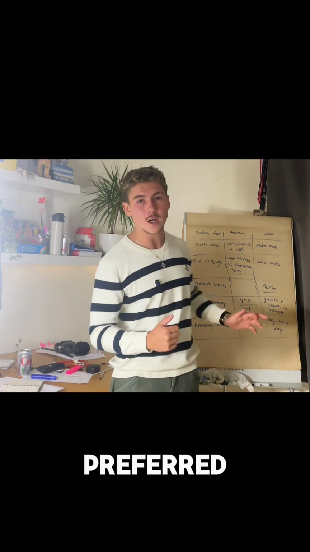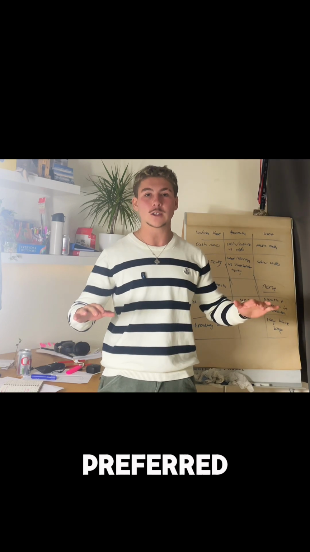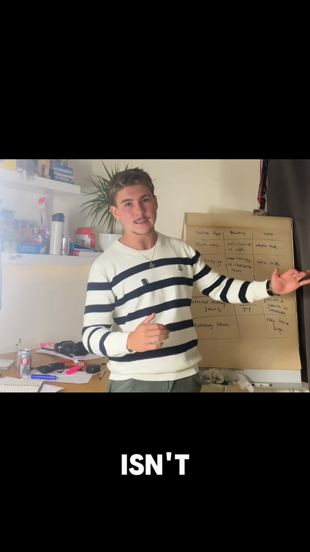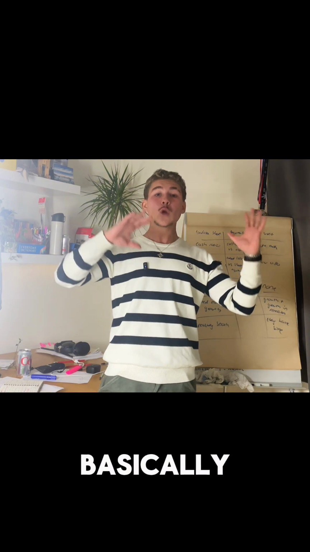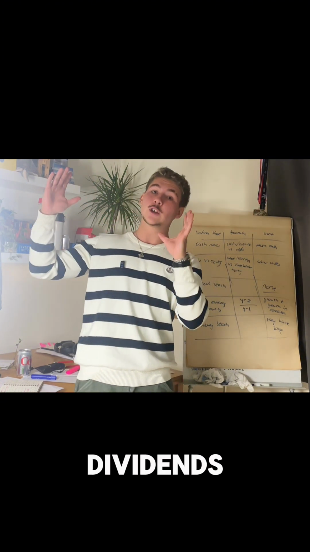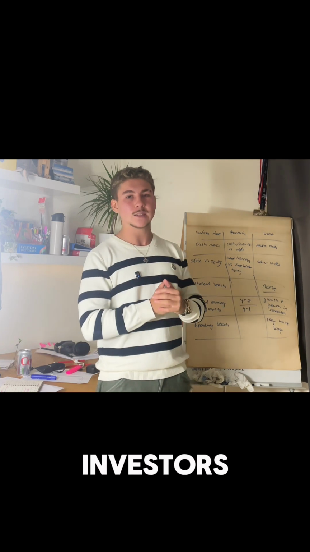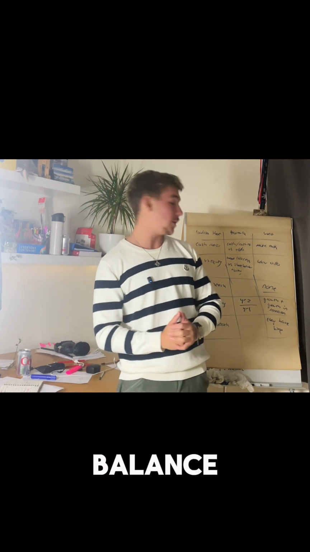Next is the preferred stock. There is no formula for this, it should just say preferred stock, and whether there is any or isn't any. Preferred stock is basically when the company is paying out dividends, there are people who will get those dividends before average retail investors. So Warren Buffett does not want any preferred stock on the balance sheet.